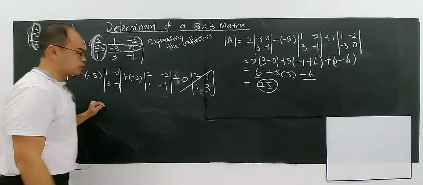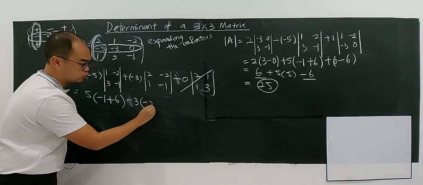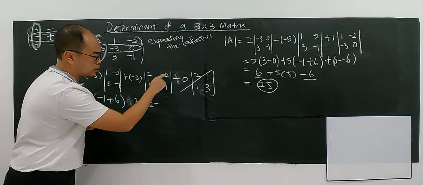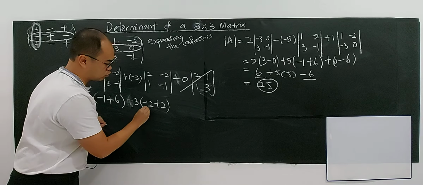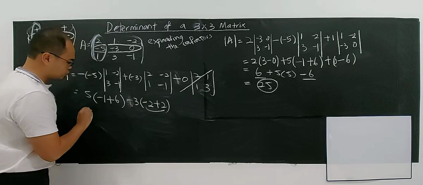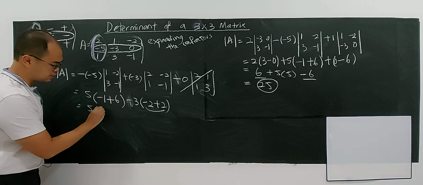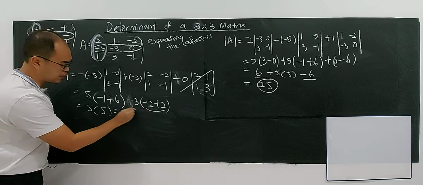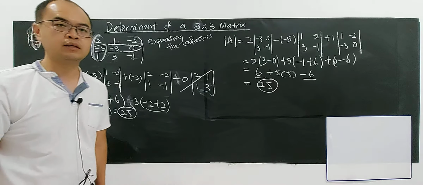1 times -1, -1, minus with -6, you have +6, plus with, you have -3 here, right? 2 multiply -1, you have -2, right? Minus with -2, you have +2. So this one also you get 0, right? So you have 5, -1 plus 6 is 5. So you have 25. Yes, the result will be the same.